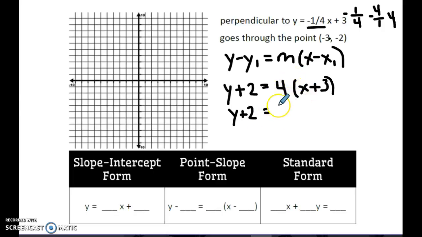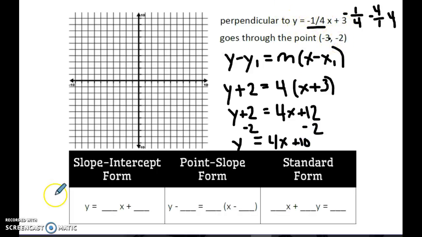So 4 times x, 4x. 4 times positive 3 is 12. And the only thing I have left to do is subtract 2, because I want to get y by itself, so it looks like this. And I have to do that to both sides because it's an equation. y equals 4x plus 10. So this is the equation of a line that is perpendicular to this line, and it will go through this point. And you can build this in if you have this sheet, 4x plus 10.